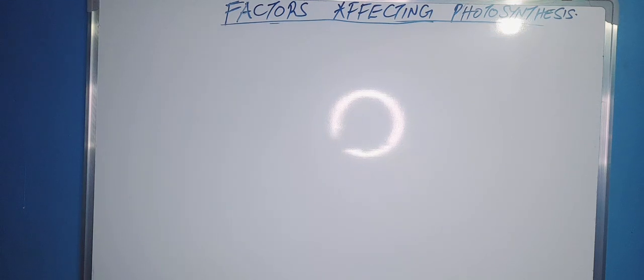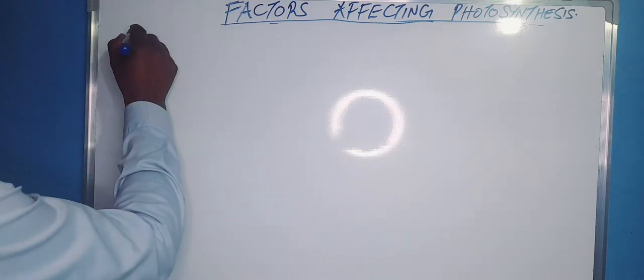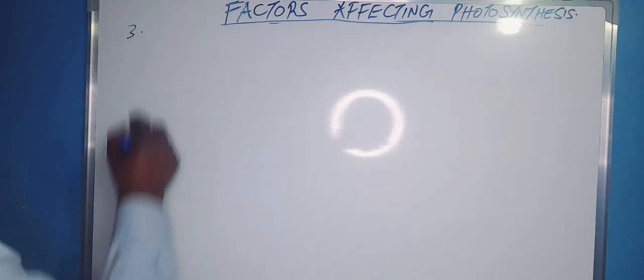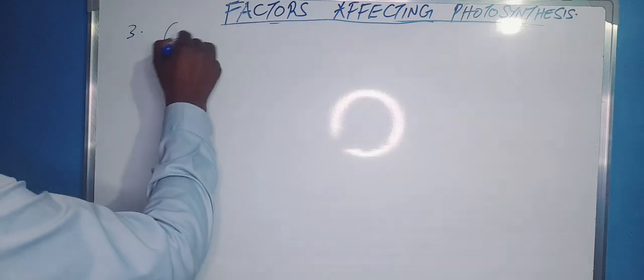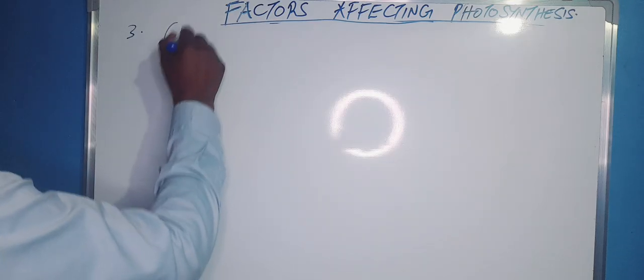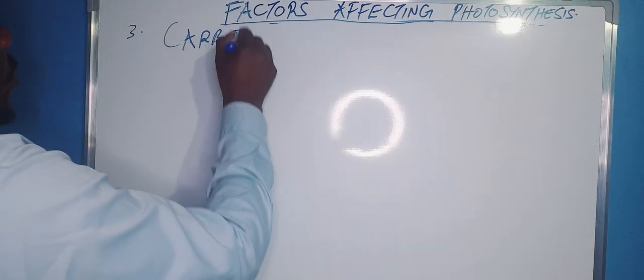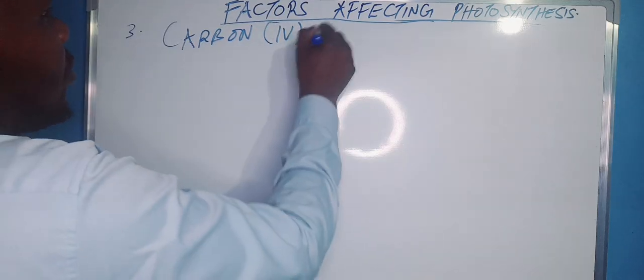Hello, welcome again. Today, let's continue with the factors affecting photosynthesis, and our third factor will be carbon dioxide concentration.